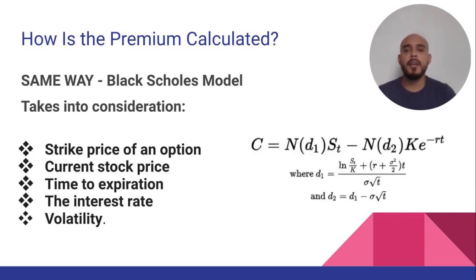So how is the premium calculated on a put option contract? Pretty much the same way as a call option contract. It uses the Black-Scholes model. And remember, that takes into consideration the strike price of an option, the current stock price, the distance between those two things, the time to expiration, the interest rate or the federal funds rate, and then the volatility of the overall market and the volatility of the individual stock you're trading. The Black-Scholes model is a little bit complicated, but these are the main components that influence the value of that put option premium or the value of that put option contract.